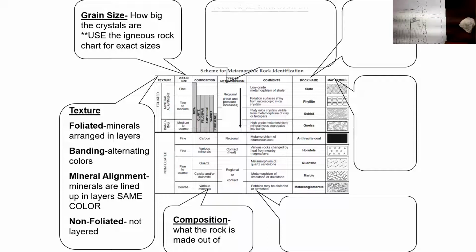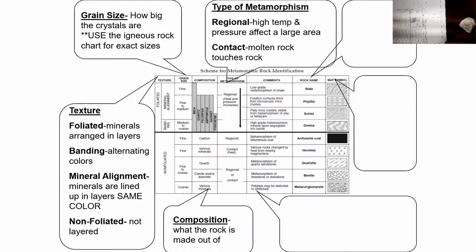The next column is type of metamorphism. There's two choices there, regional or contact. Regional, like a region, is a large area. So the whole region gets heat and pressure. Contact is just when a small group gets touched. Type of metamorphism. So underneath that box, it says type of metamorphism.